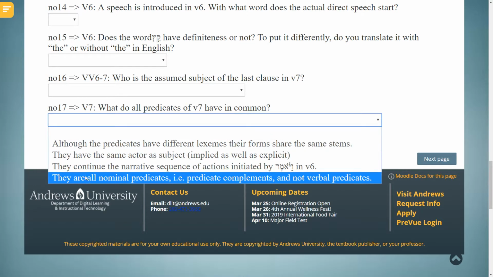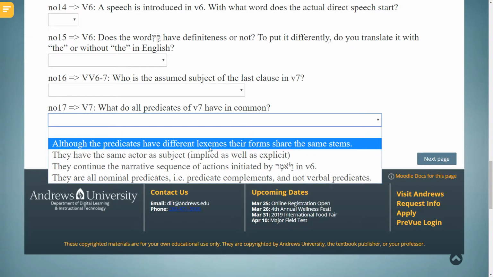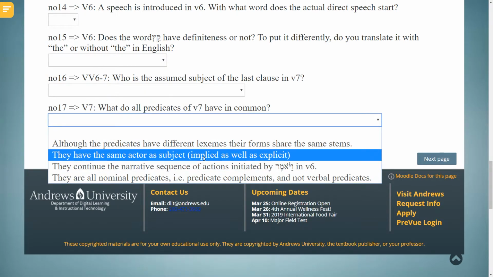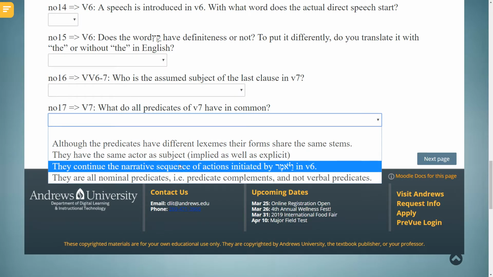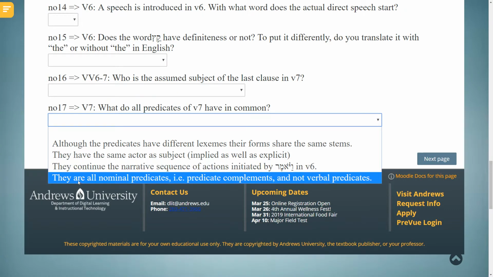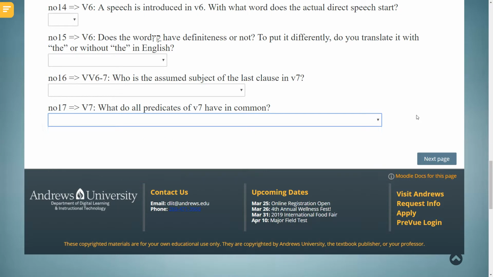A couple of options. All of the predicates have different lexemes. Their forms share the same stem, for example, they're all kal or all nifal. They have the same actor as subject, implied as well as explicit. They continue the narrative sequence of actions initiated by Vayomer in verse 7. They are all nominal predicates, that is, predicate complements, and not verbal predicates. So translate, and then the right answer will be available to you.